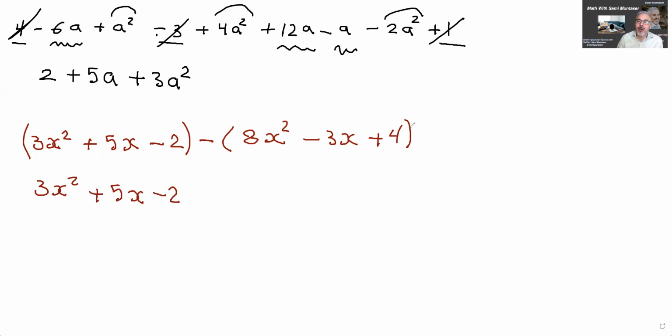Now, how about these brackets? These brackets definitely have a purpose. Why? Because you have a negative right in front of these brackets. And therefore, this negative is going to change all the signs inside. So the 8 is positive, so it becomes -8x squared. This is -3x, the negative will change it to plus 3x. And this negative here changes that positive to -4.